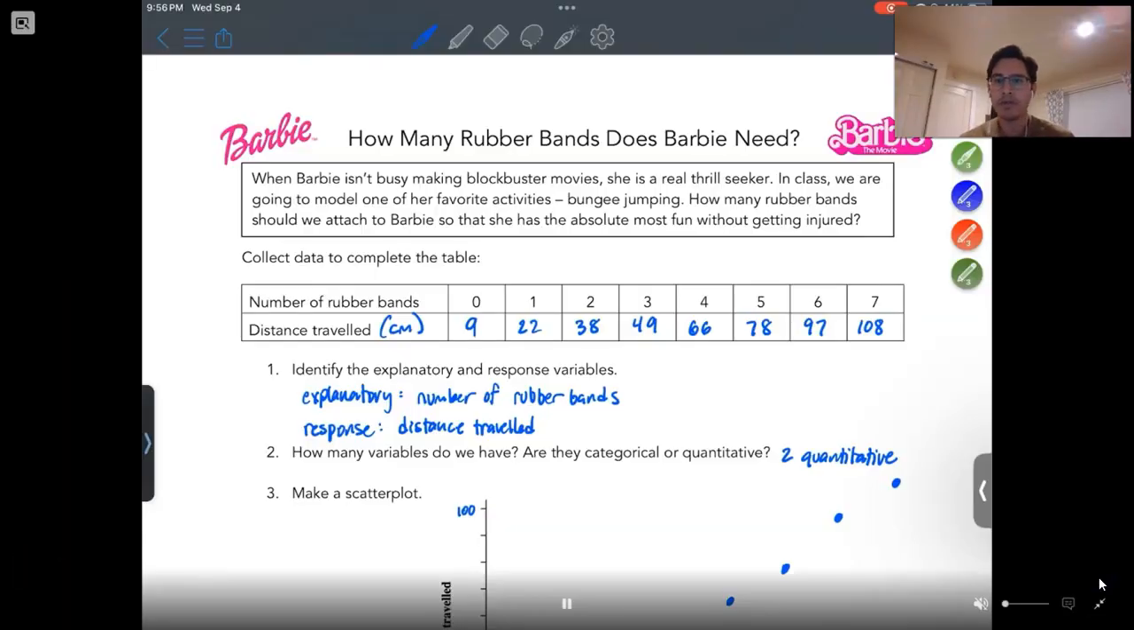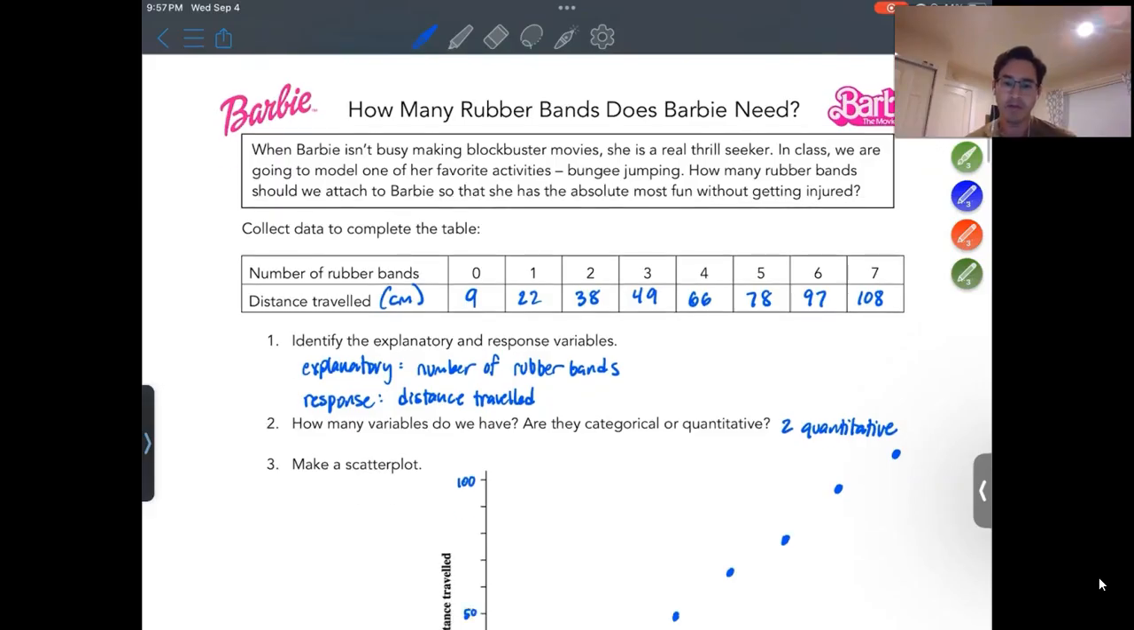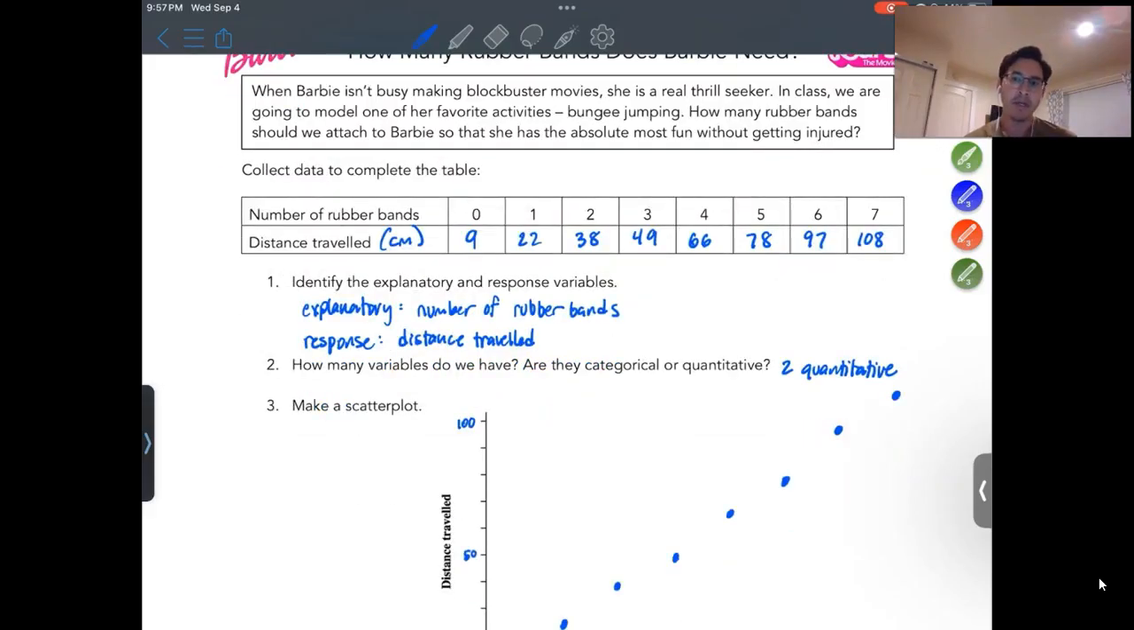All right, this video is going to debrief the activity, how many rubber bands does Barbie need? So hopefully you got values similar to what I have here in the table. I know we watched the video and it was slow-mo, but we kind of had to estimate how far each dinosaur dropped for every set of rubber bands. But I got, like, 9 centimeters for the lowest distance and about 108 for the longest distance.